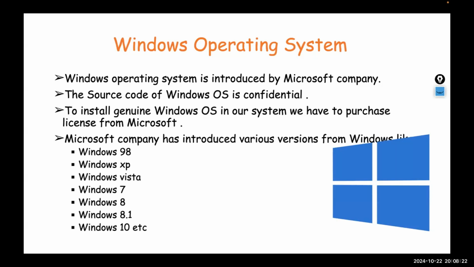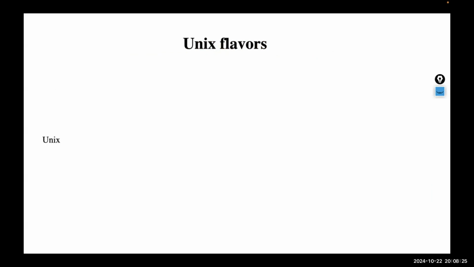The second operating system is Unix. The source code of Unix operating system is open. Source code means the code written to develop the Unix operating system, and that is open for everyone. Since Unix is open source, anybody can install Unix free of cost. You do not need to purchase it, and you can see the source code also. Since the source code is open, one person, Linus Torvalds, took the source code of Unix, added his own code changes and modifications on top of it, and named that operating system Linux.